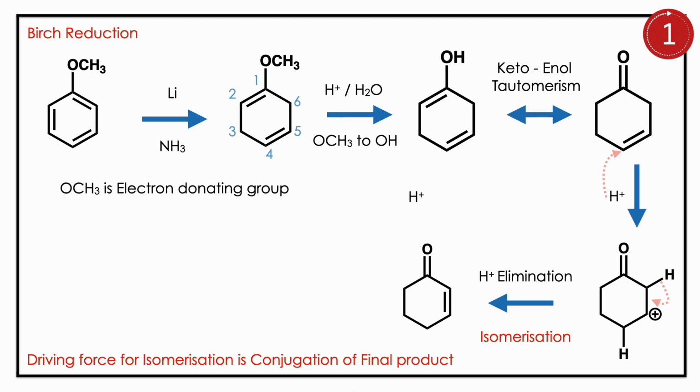Then H plus attacks, you have hydrogen elimination, and it forms an alkene. The driving force for the formation of the alkene is conjugation, because conjugation gives a more stable product. The concept you should note here is to always focus on the reagents and selectivity in the Birch reduction.